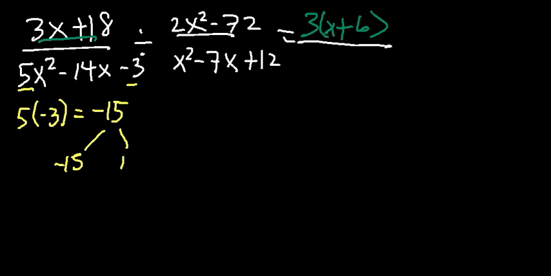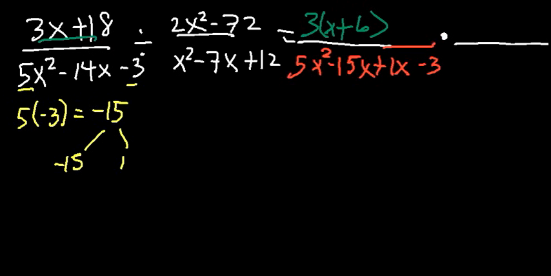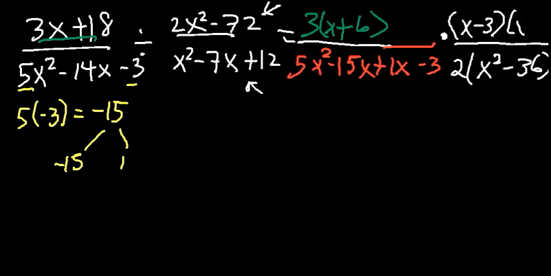So for now, I'm going to rewrite it as 5x squared minus 15x plus 1x minus 3. And then I'm going to change division into multiplication. So this is going to go on the bottom. I'm going to take out the GCF, which is 2. So if I factor out 2, it's going to be x squared minus 36. And this expression can be factored as well. Two numbers that multiply to 12 but add to negative 7 are negative 3 and negative 4. So we have x minus 3 and x minus 4.